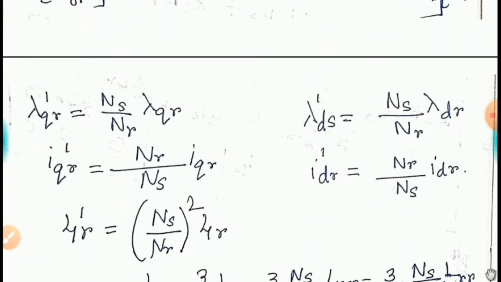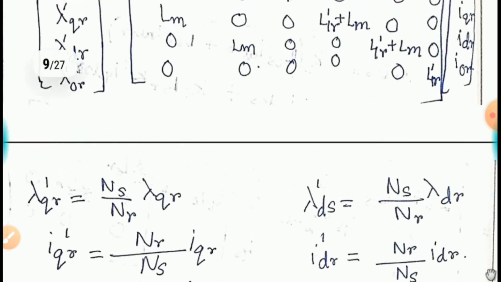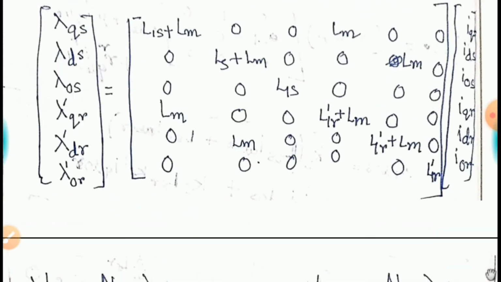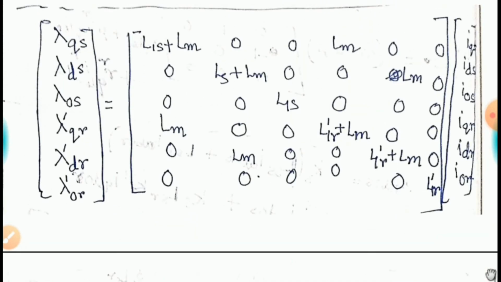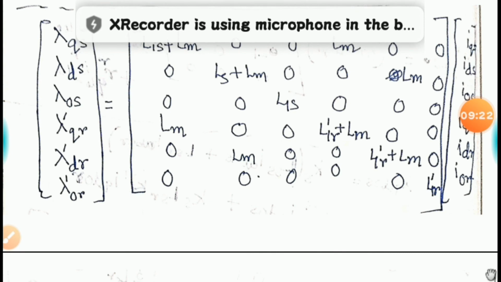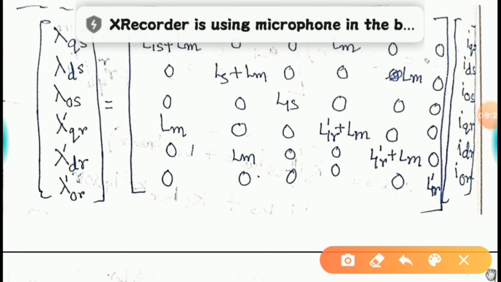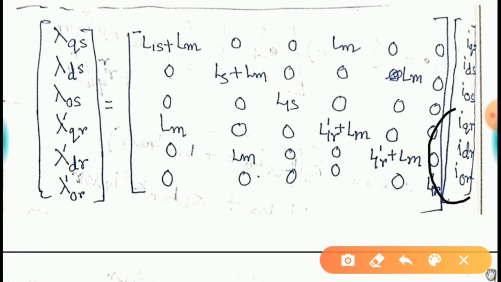Here you can see that ns and nq are the turns ratio. Also, one more thing, a slight correction I would like to suggest here: these last three terms, I'm writing the total current matrix.